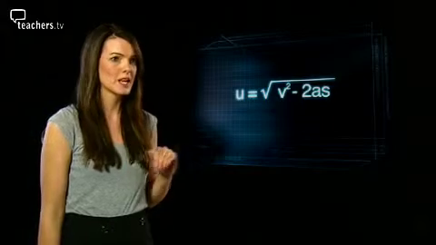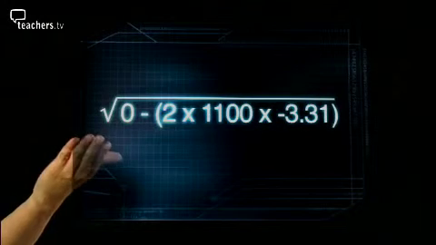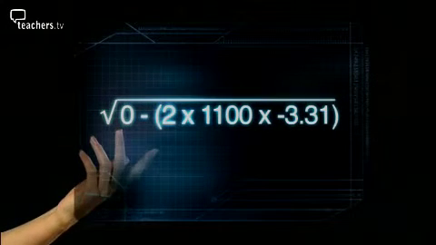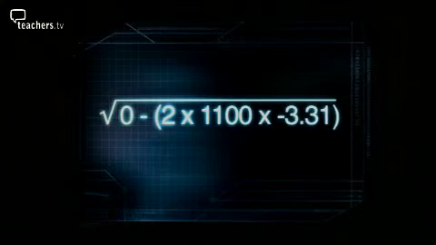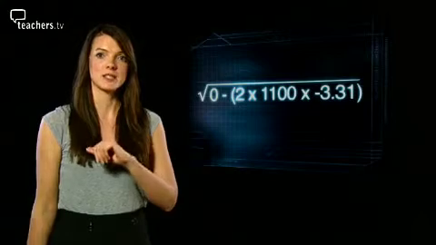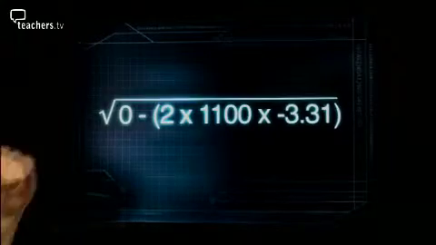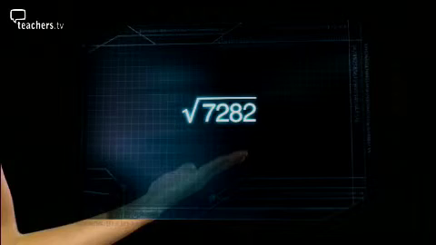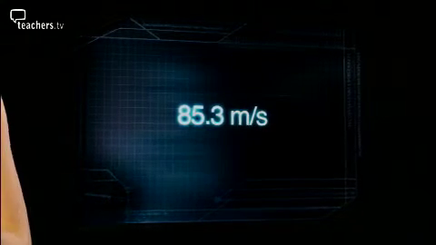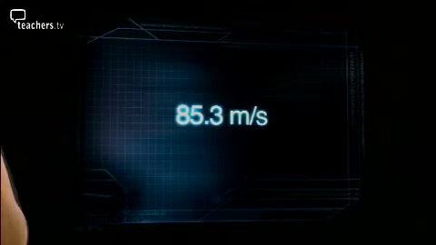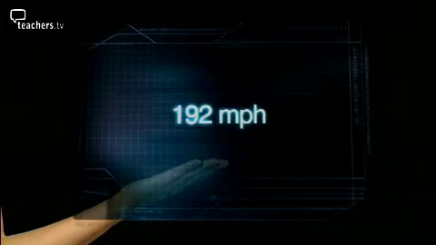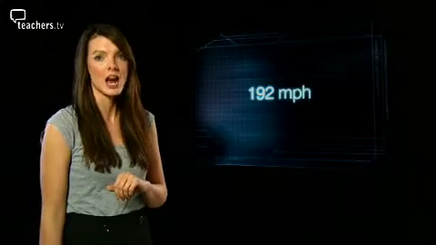Now let's put some figures in. We already know that v is 0, and with the information that Dave gave me, I've worked out that the plane's acceleration is minus 3.31, and the length of the runway is 1,100 metres. So let's calculate all that, and we get the square root of 7,282, which gives us a u of 85.3 metres per second. Now we can convert that to miles an hour, and that is brilliant. Thank you, computer. Just over 190 miles an hour.